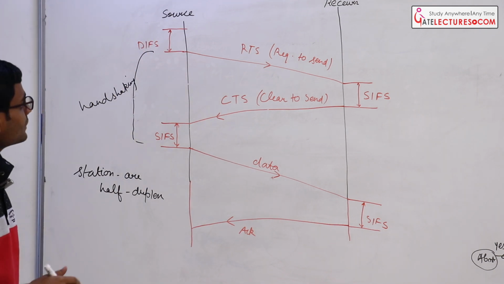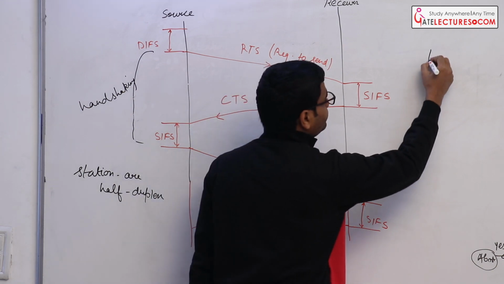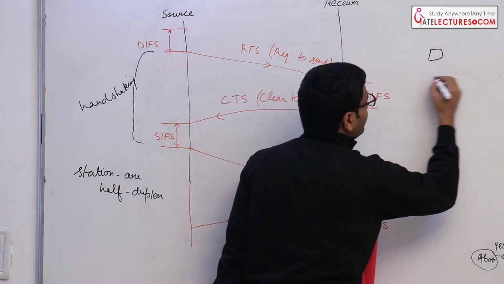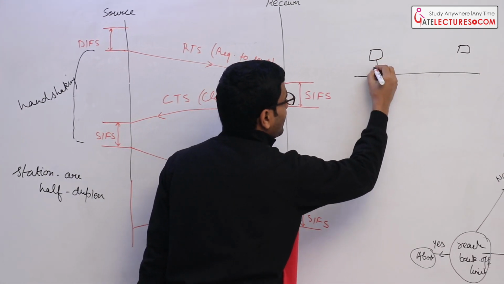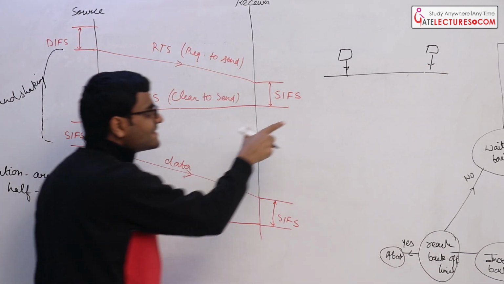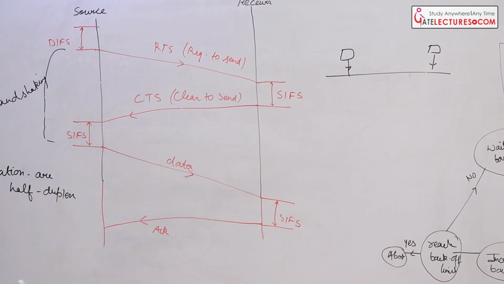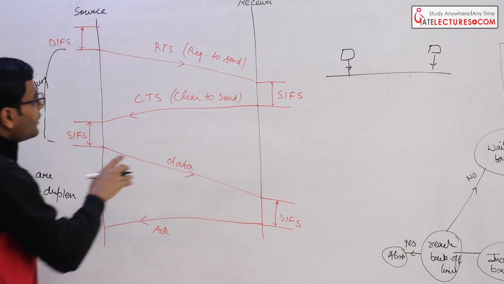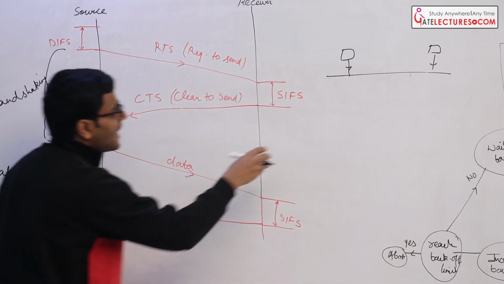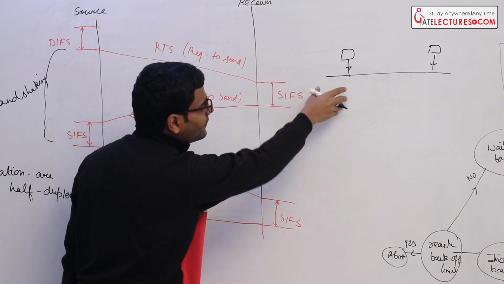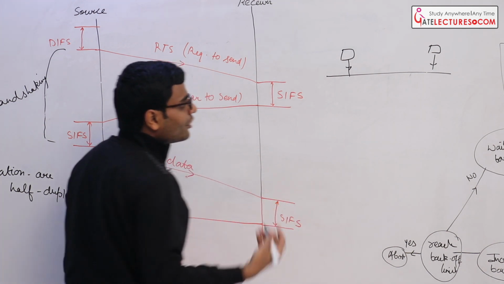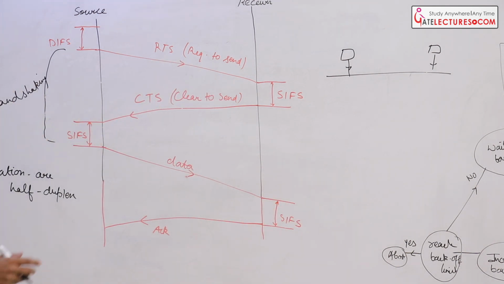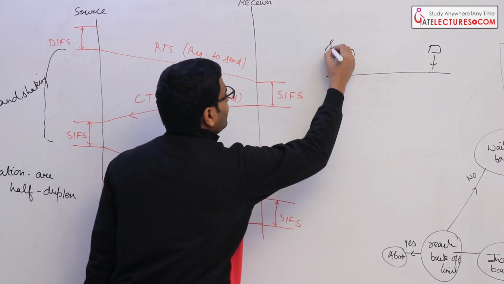Suppose there are two stations which sense the channel at the same time. So they both will find the channel idle. So we can give priority to the station. Fine.